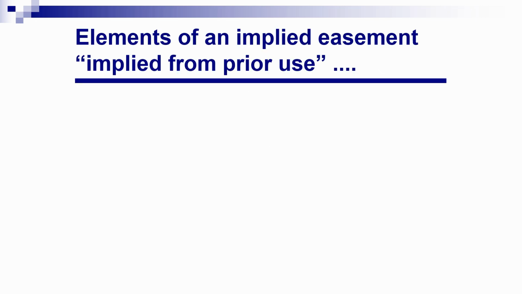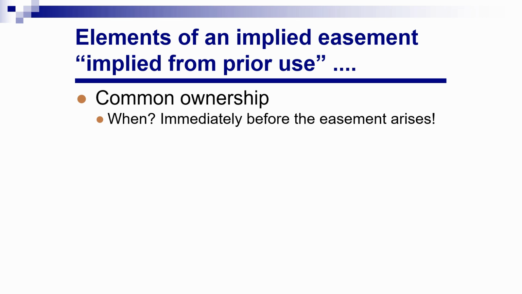So what are the elements that have to be proven in order to create an easement that's going to be implied from prior use? Well, the first thing we have to show is common ownership. That is, that the same person owned both the dominant and the servient land. When must there have been common ownership? Well, the answer is immediately before the easement arises.